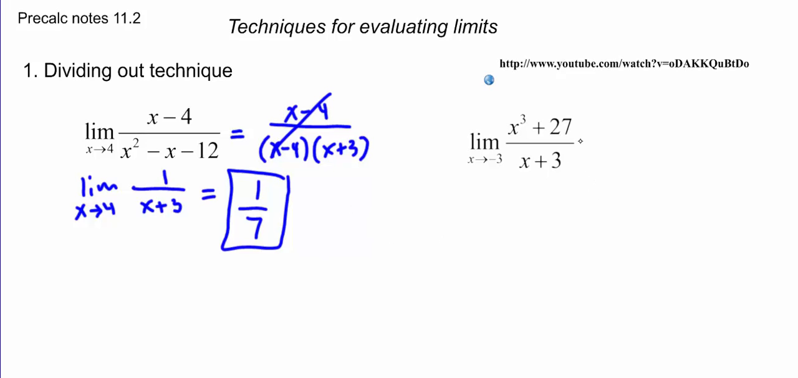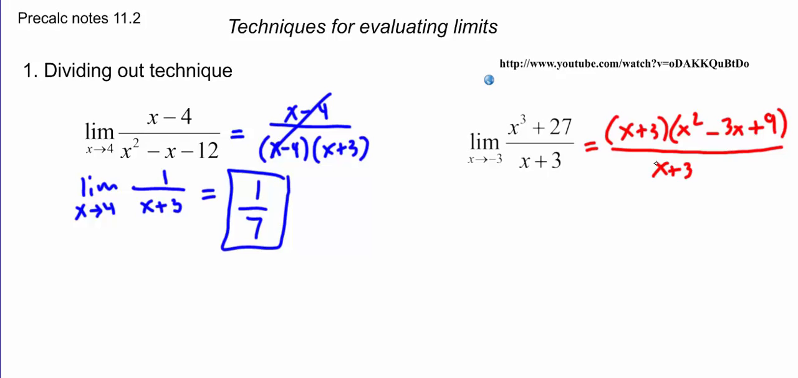Okay, the next one we have here may test your factoring skills just a little bit, but x cubed plus 27, if you remember the cubic factoring pattern, that would be x plus 3 times x squared minus 3x plus 9. If you don't remember how to factor cubes, you might want to just look that up. You can look it up in your textbook, your old notes, or just go online and look for the factoring of cubes. You'll find that pretty quickly. And you'll notice the x plus 3's cancel.